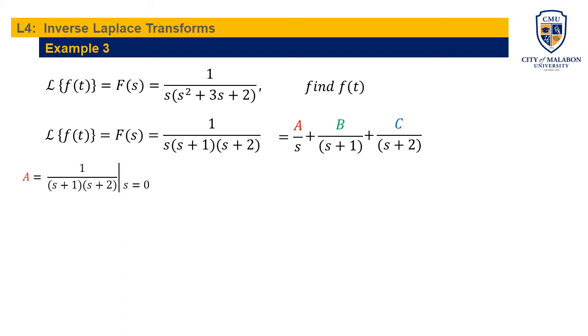Okay? So, to solve our A, in our original term, we cover the s. Okay? We cover the s, or we remove the s, and then evaluate: we substitute the value of s into our fraction. That will be equal to 0, because there is no constant attached to it. So we evaluate to get the value of a. The value of a will become 1 over, so we substitute 0 here and here.